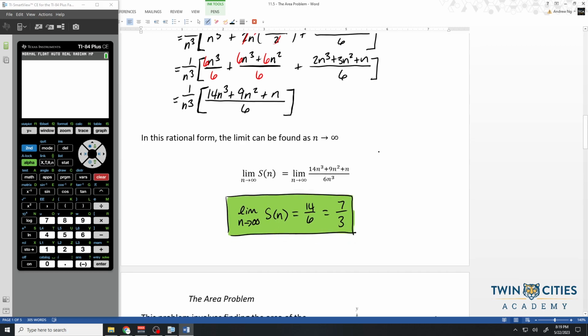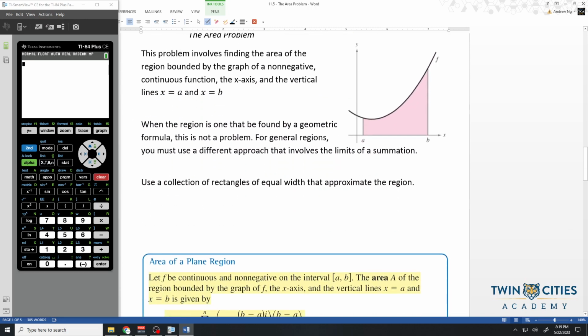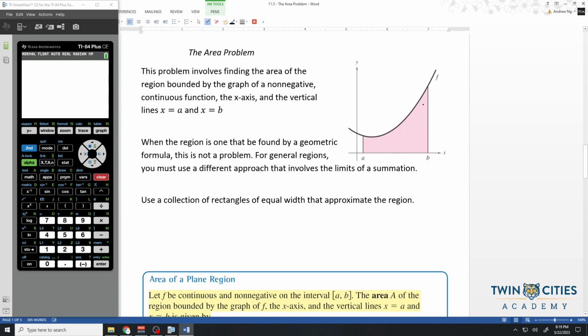So when can this be useful? Here's an example, the area problem. This problem involves finding the area of the region bounded by the graph of a non-negative continuous function. So it's nice and smooth. The x-axis and the vertical lines x equals a and x equals b. So let's say I've got this curve here, and I want to know what is the area from this to this under the curve and between that and the x-axis.